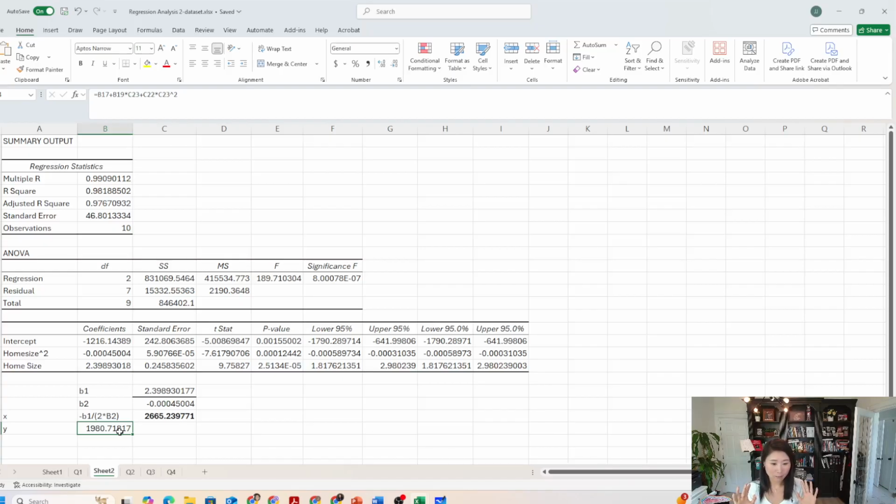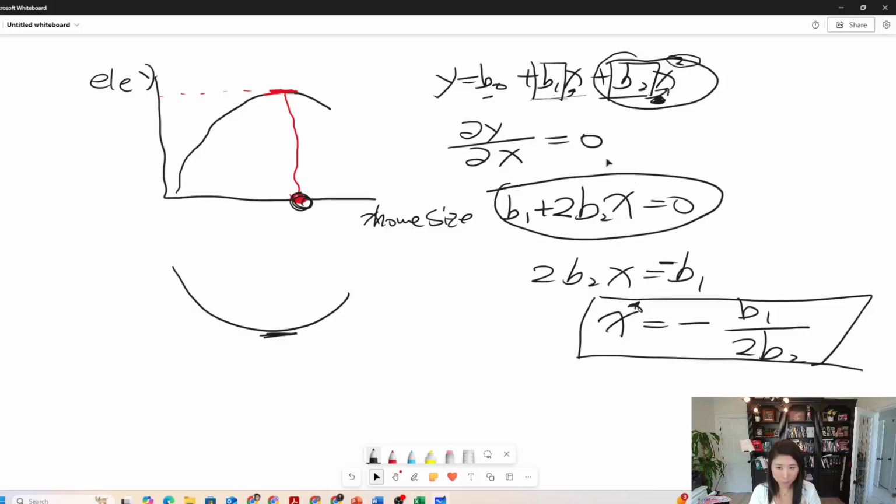So that is how you are able to identify the optimal value of x that can either maximize your y or minimize your y. So the key here is, one, make sure you know the B1 and B2. B1 is the coefficient in front of x, and B2 is the coefficient in front of x squared. The second is you need to remember this calculation formula. Based on this formula, you can calculate the x that optimizes your y value.